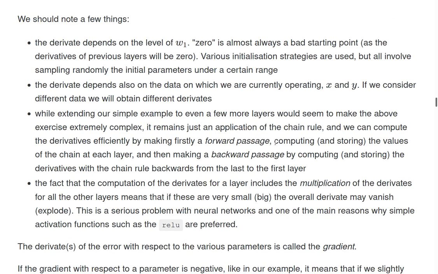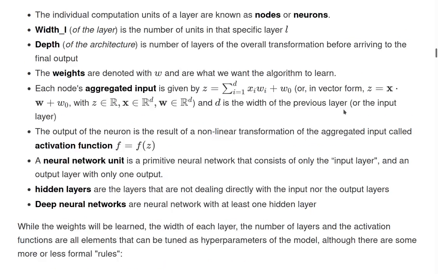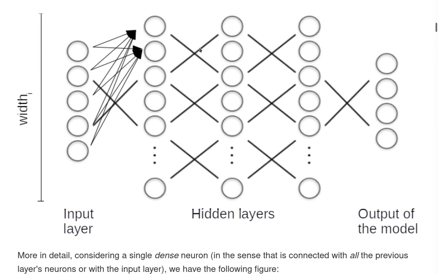So we first have a forward passage, and then the derivatives are computed in a backward way from the last to the first layer. And in this way, we can have an efficient computation even if we have many, many different layers. Now, because of the chain rule, it became obvious that we are multiplying all the derivatives of the various passages of the various layers. So to compute the derivative here, we need to multiply the derivative of this one, of this one, of this one, and this one, and so on.